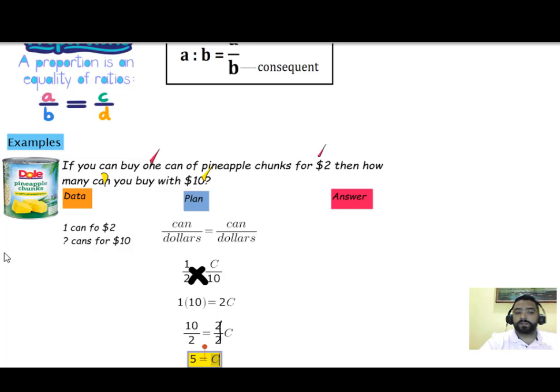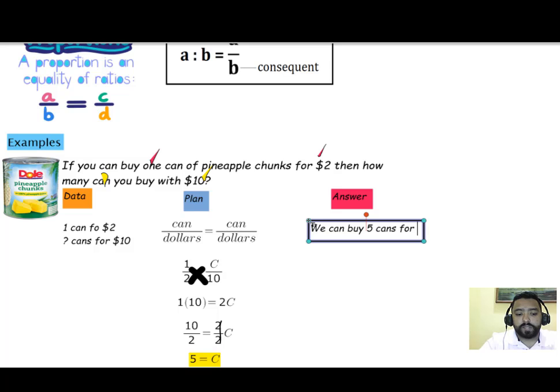So the quantity of cans that you can buy with $10 is 5. Here in our answer we are going to write: we can buy 5 cans for $10. And this is going to be our answer for this situation. Remember, first our data, we use the antecedent and the consequent to write the ratios, and then we use cross product, we multiply, then we divide by 2 to leave this one as a number 1.